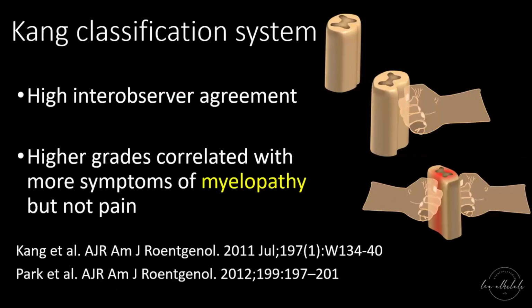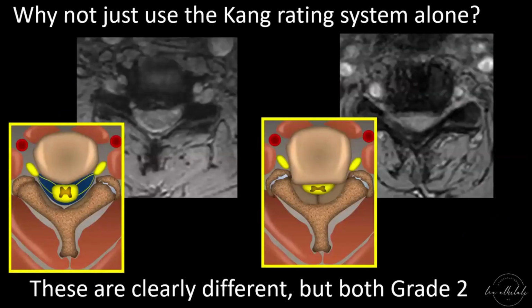This is called the King classification system, and it was created to bring the idea of cord flattening into the assessment of cervical spine stenosis because flattening can contribute to myelopathy regardless of stenosis. So you don't just want to look at the degree of canal stenosis in the cervical spine. So you might ask, why don't we just use the measurements for the cord flattening and forget about the canal stenosis if that's so important?